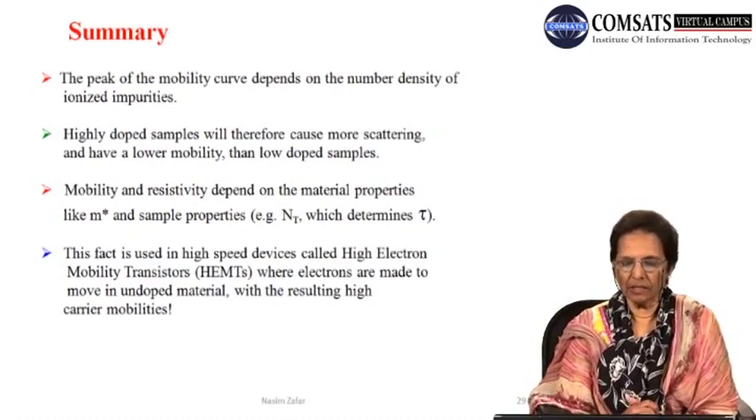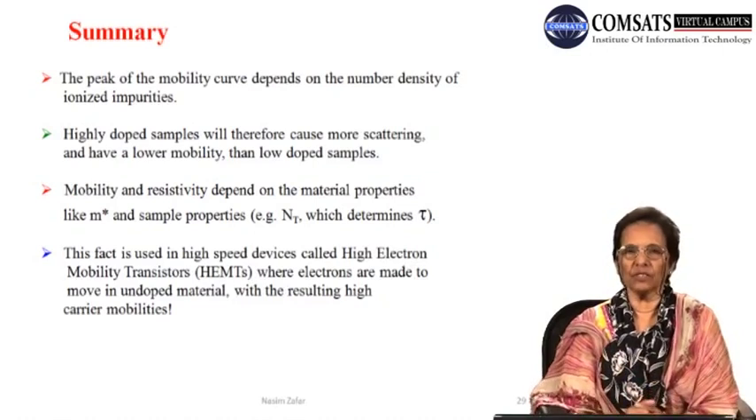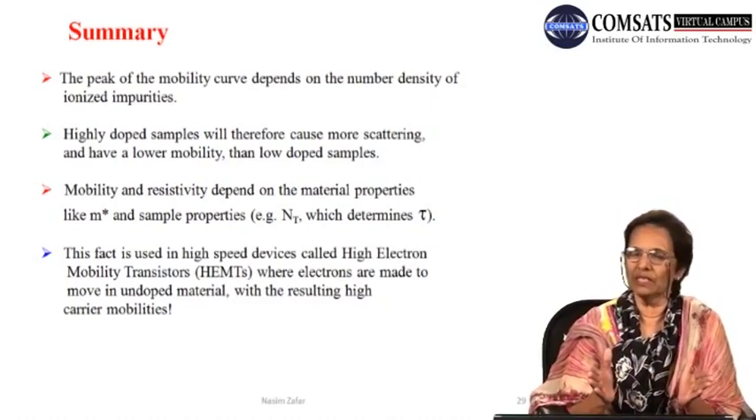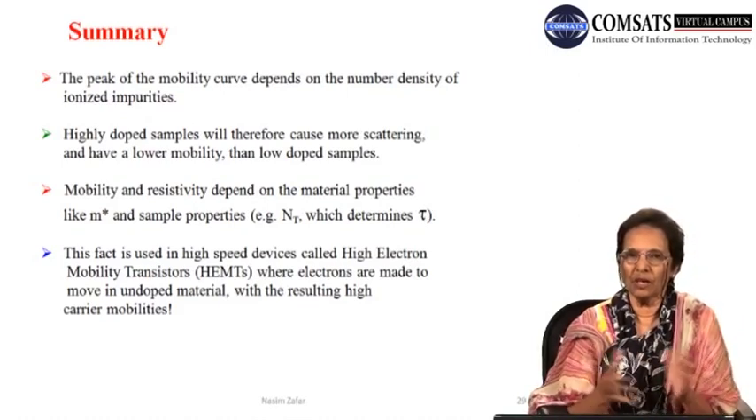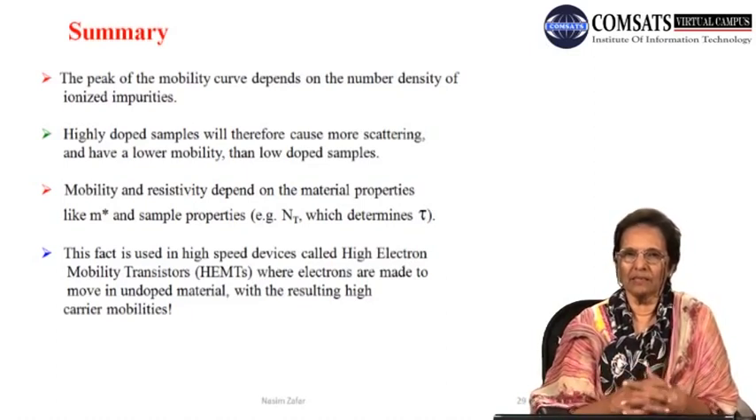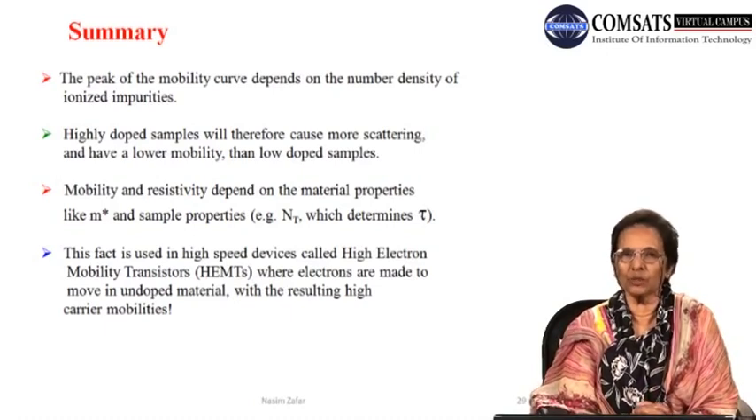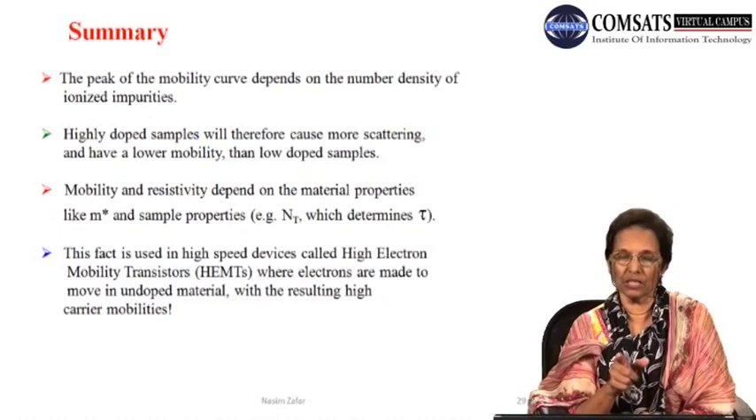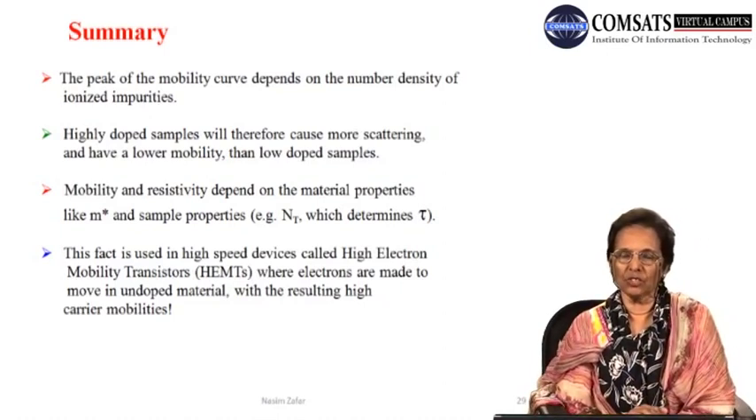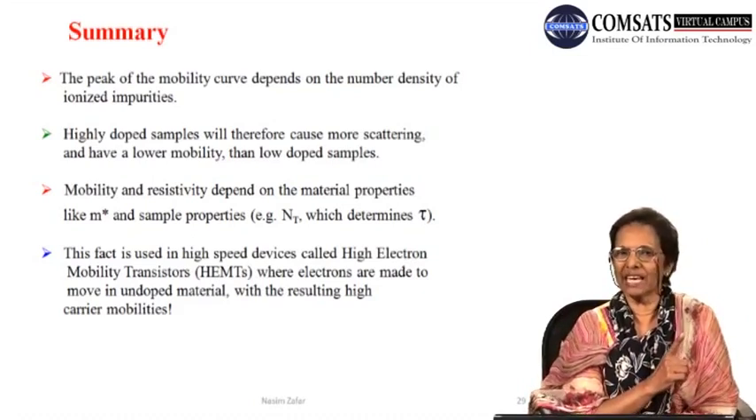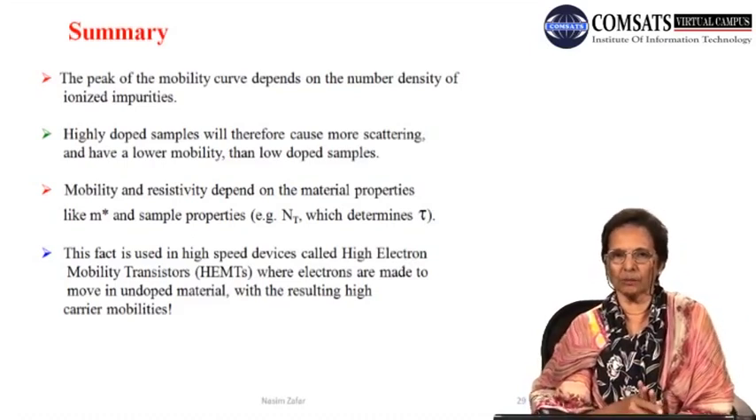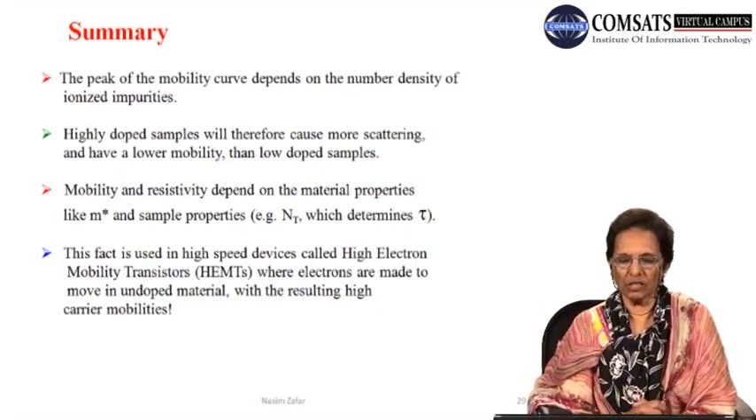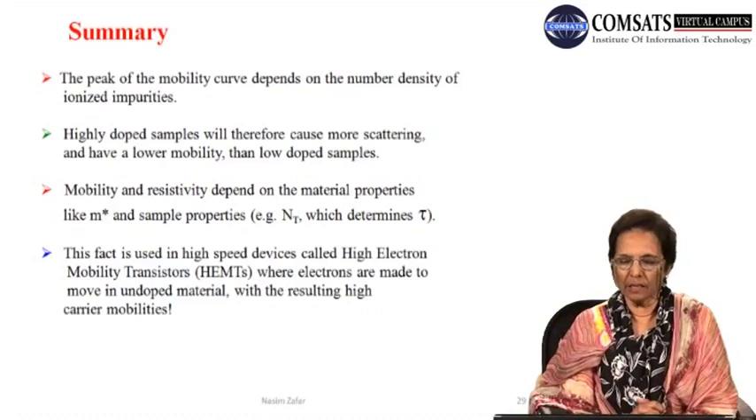So mobility and resistivity depend on the material properties. Effective mass is different for both electrons and holes, and sample properties, for example, whether the material is, within quotes, a perfect crystal or an imperfect crystal which has too many crystal defects. Those crystal defects we term with a subscript T, that is the density of the traps, and we differentiate between the density of the traps, that is the scattering centers due to imperfections in the crystalline structure, and the density of the added impurity centers. Those are termed as ND, that is the donor and acceptor impurities, and this one is termed as the trap centers. So highly doped samples will cause more scattering and have lower mobility than low doped samples.